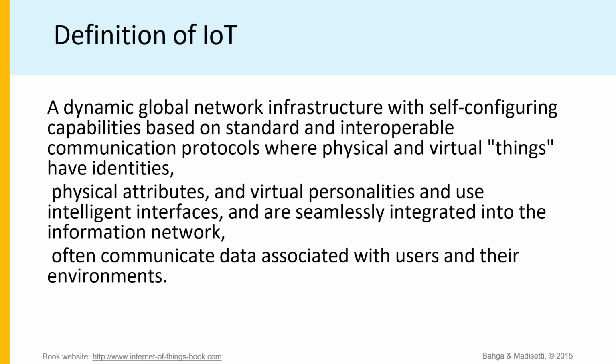Where these interfaces are used, for example, suppose we are using a smart device, let us say a smartphone. Actually, it is hardware, but what we are using is completely an interface, nothing but software. So that interface is described here as intelligent interfaces, integrated into the information network. And they often communicate data associated with users and their environments.